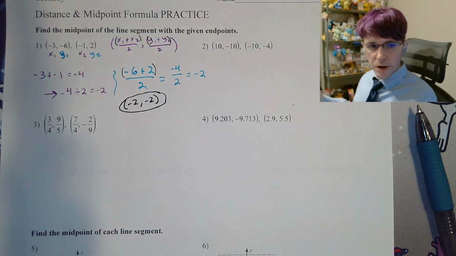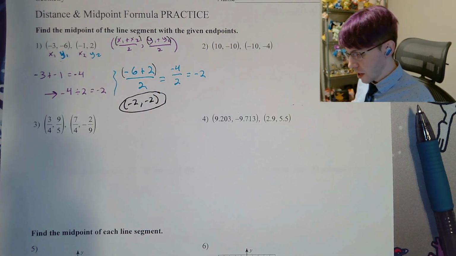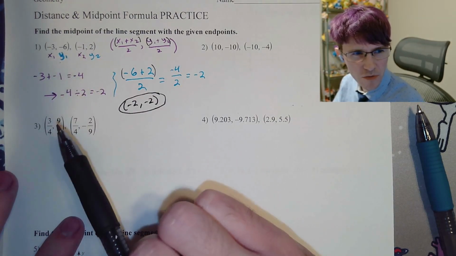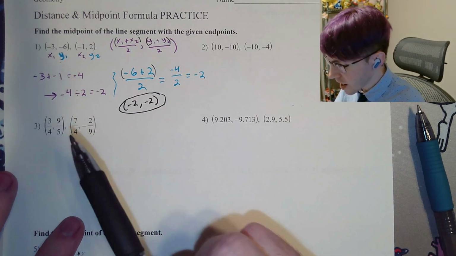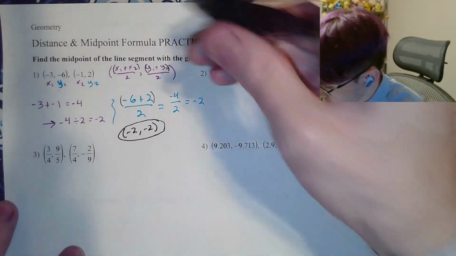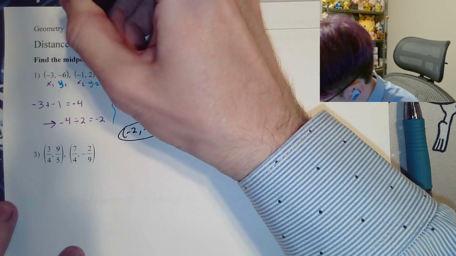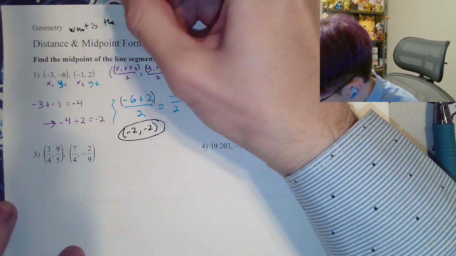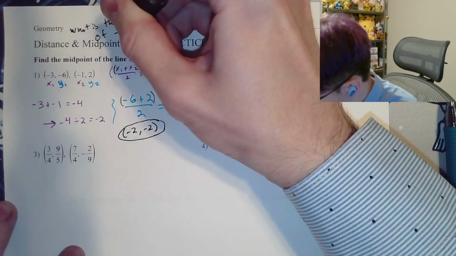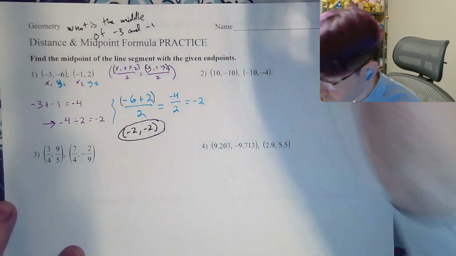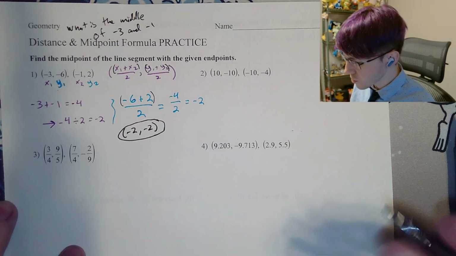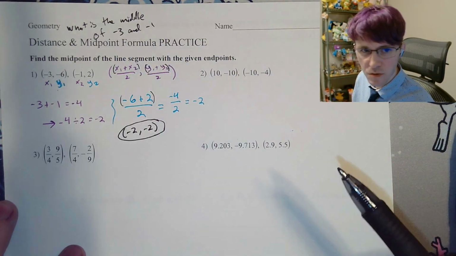Now we had all that work. That's all well and good. But I actually think this was a waste of time for this one. Maybe not a waste of time for the -6 and 2, but if I asked you, what is the middle of -3 and -1? I don't think anyone would question that it's -2. Of course, it's smack dab in between -3 and -1.